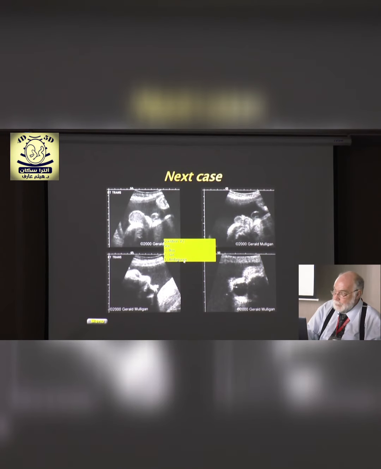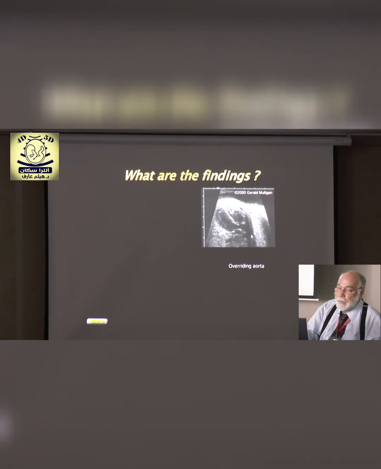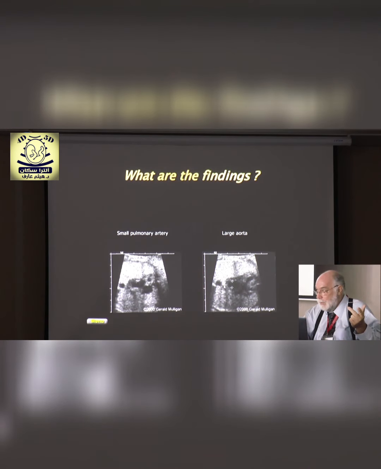Oh, ambiguous. Ambiguous. Okay? So here we have a VSD. The ballerina foot is broken, overriding aorta. And we have a small pulmonary and a large aorta. So VSD, overriding aorta, tetralogy of Fallot. Okay, so the baby had tetralogy of Fallot, and the mother started crying and said, "Oh, doctor, what's going to happen to my baby?"